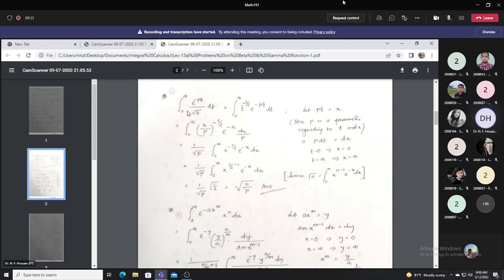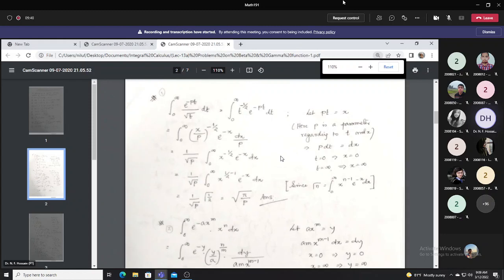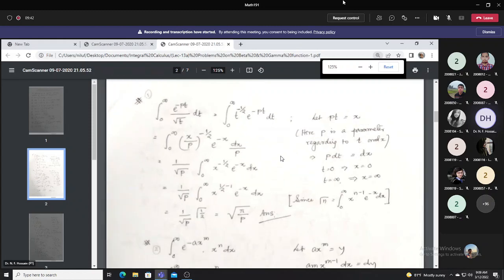So first math, integration 0 to infinity. Shall I make it large? Now you can see: integration 0 to infinity e to the power minus pt divided by root over t, dt. You have to evaluate this integral. You see, this is an improper integral. Without the help of gamma or beta function, it is very complicated to evaluate this integral.